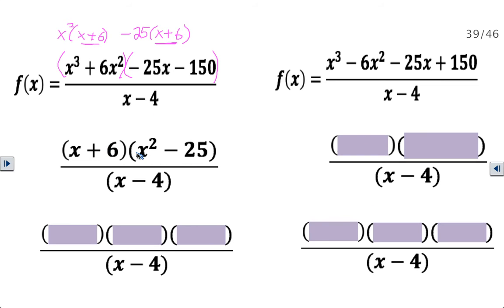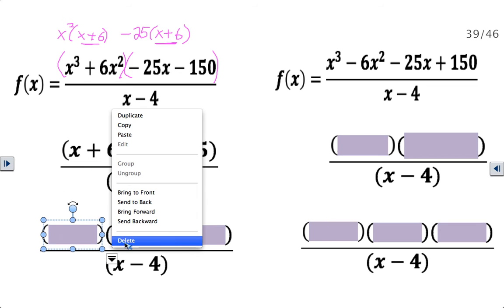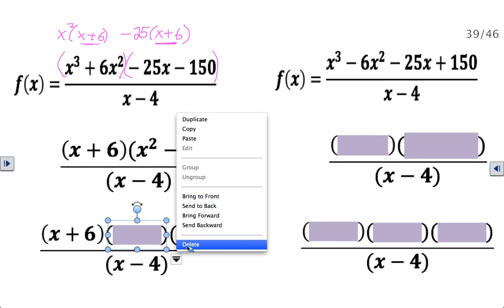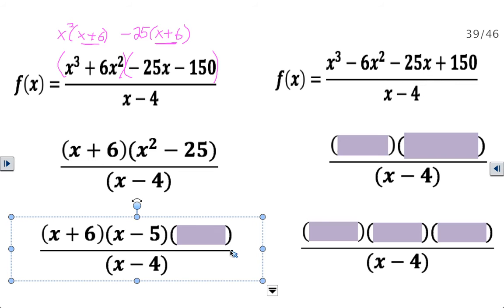In this case over here, let's look back. This is factored as much as it can be, so that's just going to stay x plus 6. Right here you have x squared minus 25. Well, you can factor that as a difference of squares.